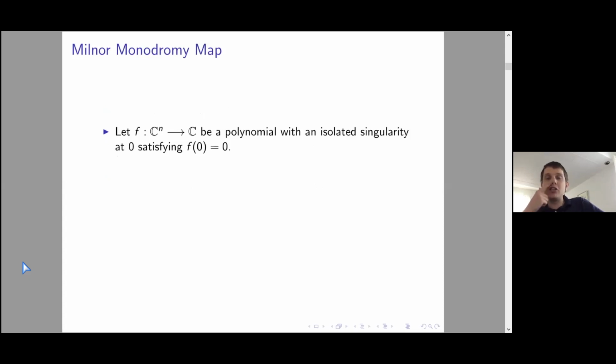Okay, so let me just remind you or introduce you to some of the key objects that I'll be talking about today. The first is, I'm going to start with a polynomial F, and it has an isolated singularity at 0, and it maps 0 to 0. And now I'm going to take a small sphere around the origin, and it's going to have radius epsilon. Whenever I state facts involving this sphere, epsilon is always sufficiently small for the fact to be true.